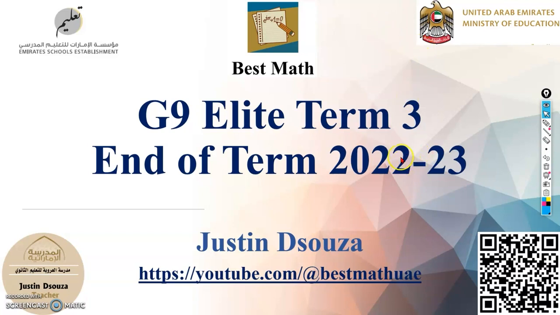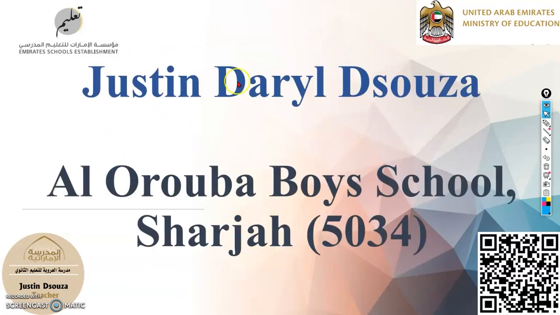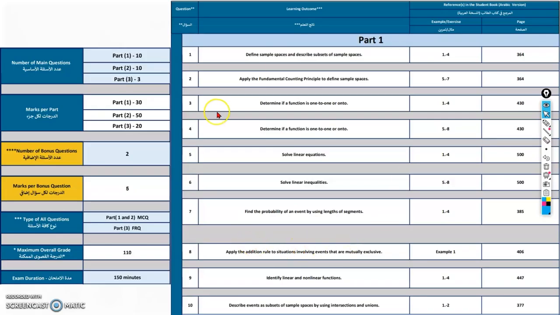This is the set of videos for the end of term 3 exam for grade 9 elite. Now, we will first go through the exam scheme. We will just briefly talk about this. Part 1, part 2, and part 3 are there for your exam. Part 1 and part 2 are in MCQ format, that is in Swift Assist, where you'll do it on the computer and you will have 4 options.